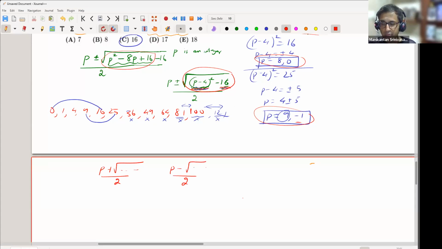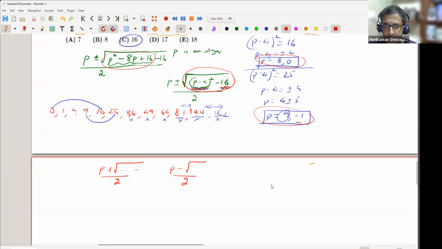If both have to be integers, then the difference is also an integer, correct? In fact, it's a necessary condition. Just because the difference is an integer, it does not have to be that both are integers. But if both are integers, the difference is definitely an integer. Are you with me?